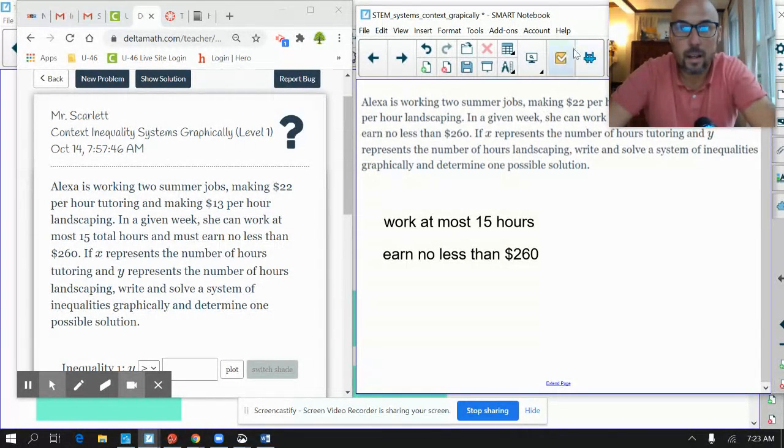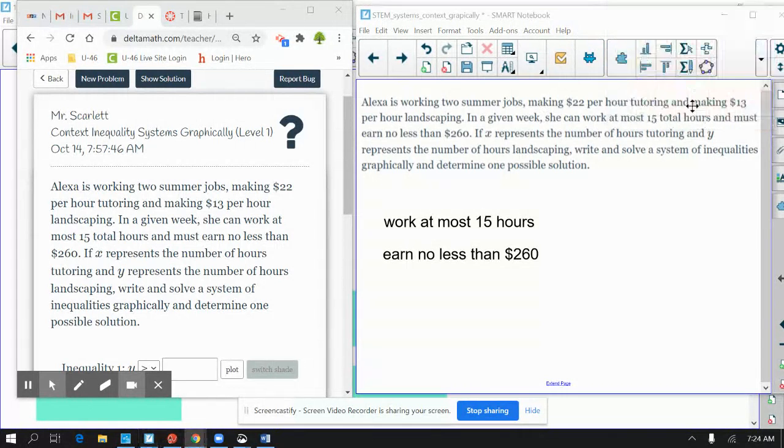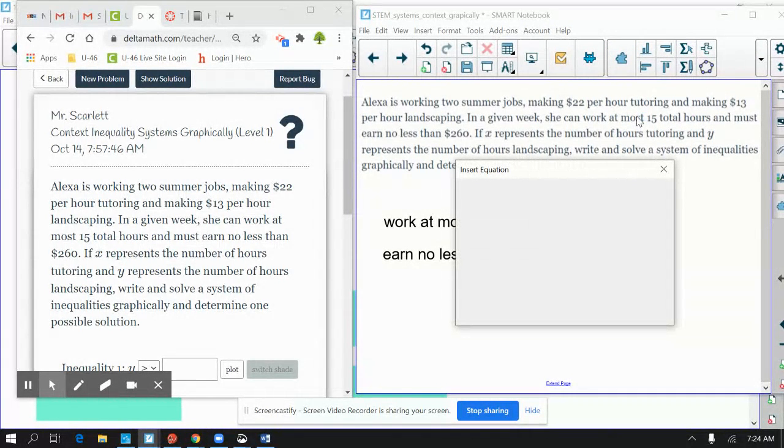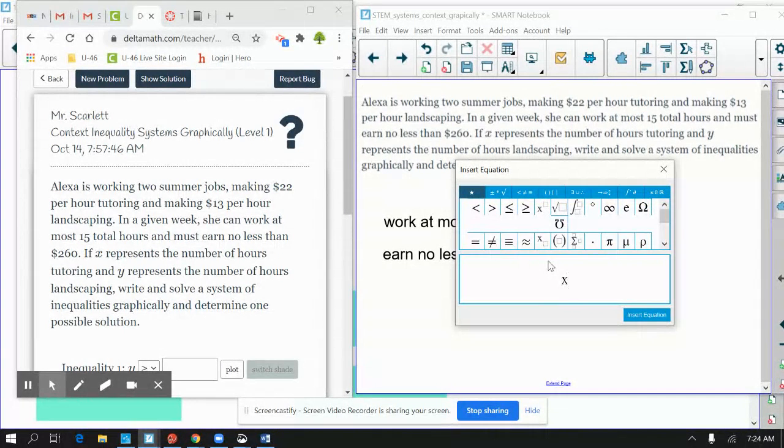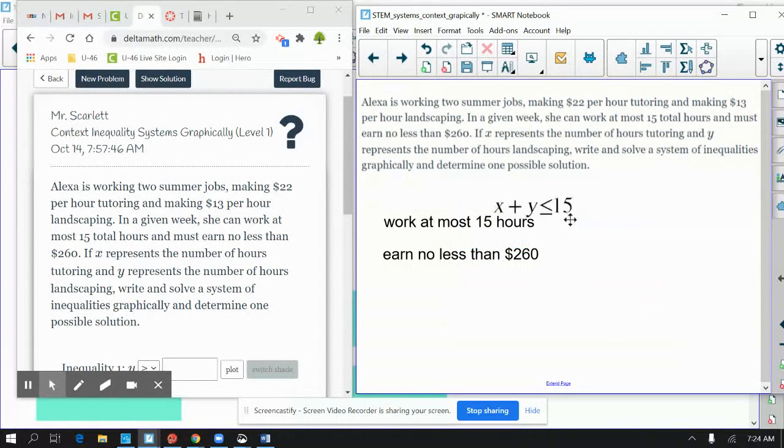So I can write X, which is the total number of hours for tutoring, plus Y, the total number of hours for landscaping. That has to be less than or equal to 15. Because she can only work a maximum of 15 hours.